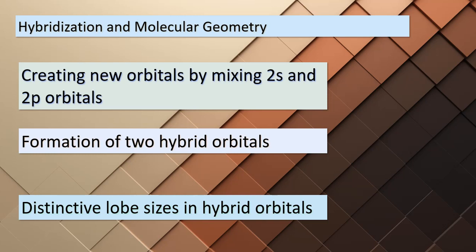These specialized orbitals are known as hybrid orbitals, and in this case, because we've combined an s and a p orbital, they are called sp hybrid orbitals. This hybridization process is responsible for creating a linear arrangement of electron domains, which has important implications for molecular geometry. So, let's delve deeper into the intricacies of hybridization and its role in shaping molecules.